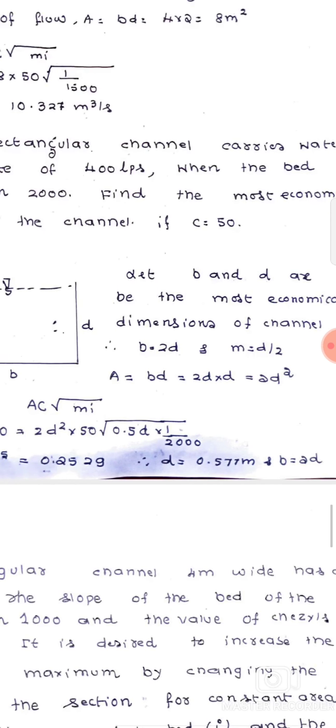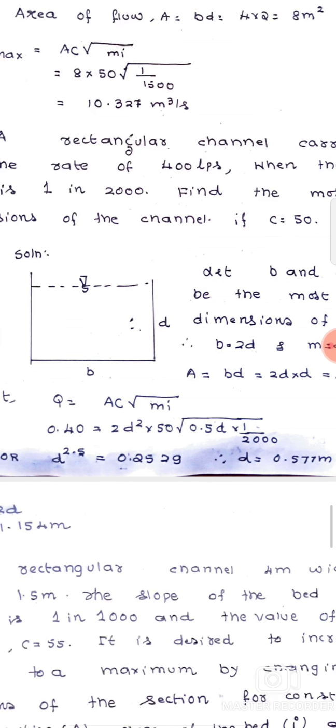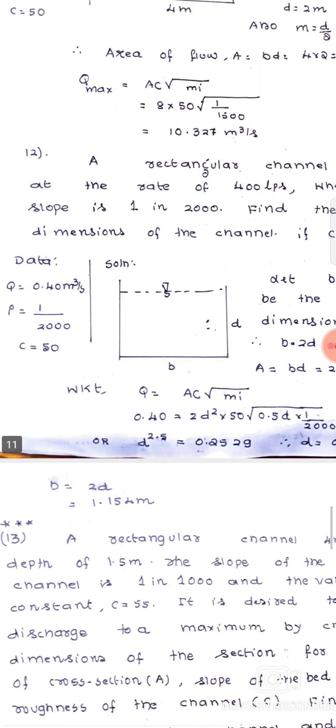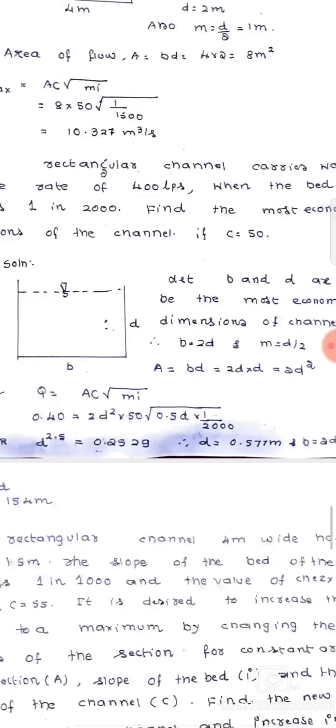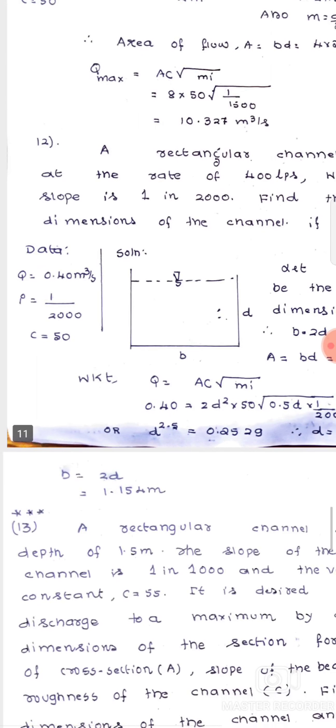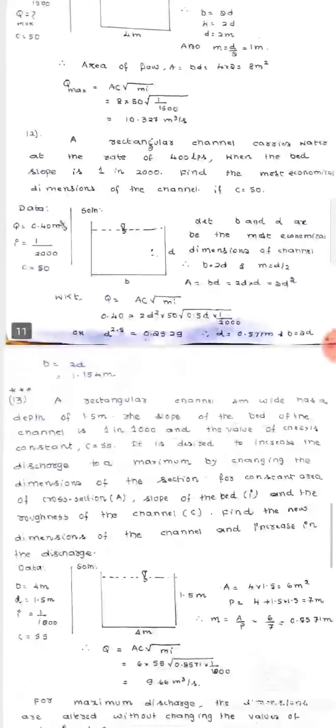So once you find D, we have the condition B is equal to 2D. Then we get B as 1.154 meters. So the depth is 0.577 meters and the width is 1.154 meters. So these two are the dimensions.